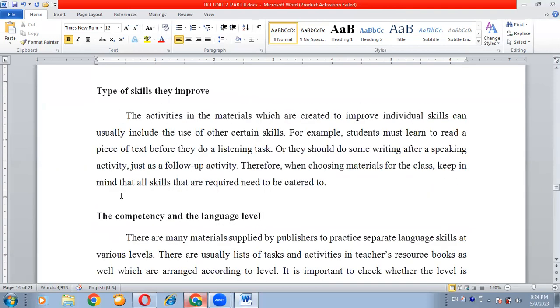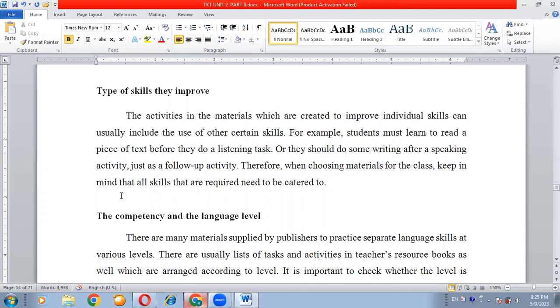Type of skills they improve. The activities in the materials which are created to improve individual skills can usually include the use of certain other skills. For example, students must learn to read a piece of text before they do a listening task, or they should do some writing after a speaking activity, as a follow-up activity. Therefore, when choosing materials for the class, keep in mind that all the required skills need to be covered. That means type of skills they improve.